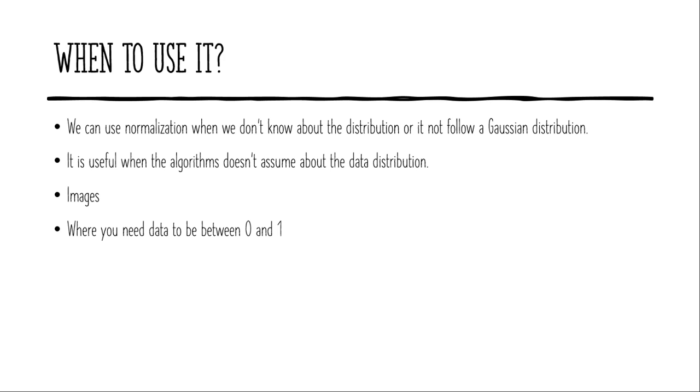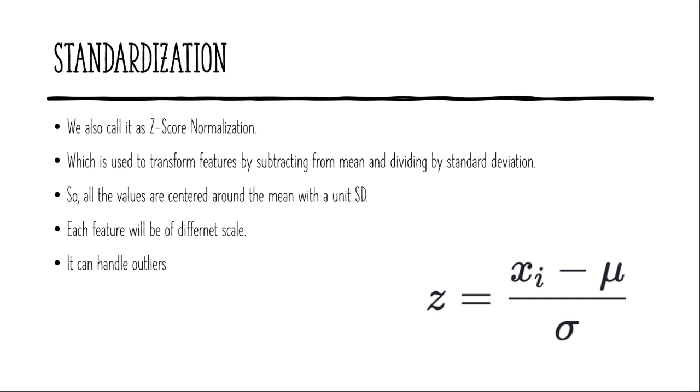And the other use case, whenever we want the data to be between 0 and 1, we will be using the minimax scaling. So let's now look at the other technique called standardization. We also call this z-score normalization. In this technique, we'll be considering the mean value and the standard deviation value. We subtract the mean value from a value, and we divide that by the standard deviation. By doing this, all the values will be centered towards the mean and with a unit standard deviation.